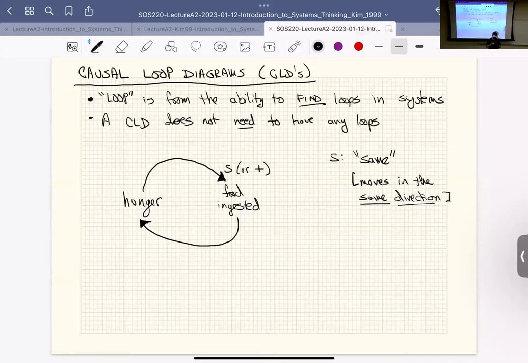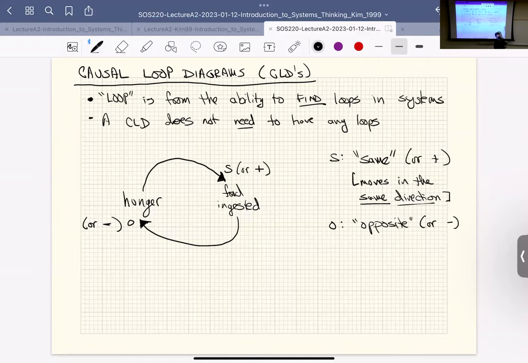Now, once I eat food, then my hunger will eventually move in the opposite direction. So if I increase my amount of food, my hunger will eventually decrease. And so I can put an O here or minus. And so I'll say S or plus for same, and the O means opposite. And just different authors use S versus plus, and different authors use O versus minus. You just have to be familiar with both. And so that again is just meaning that if you increase the food ingested, eventually the hunger will decrease. And so there's an opposite relationship there.